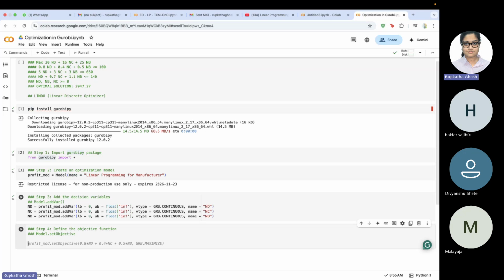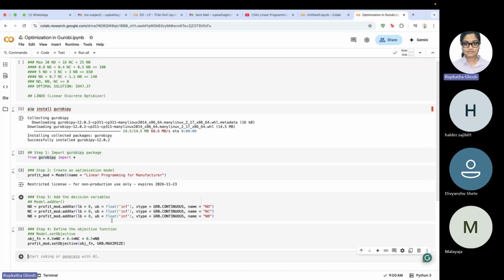Okay, you see Google Colab is very intelligent. It has already added this: profit mod dot set objective 0.8 ND plus 0.4 NC plus 0.5 into NB. But I can also make it simple. What I can do is simply write here that this is my objective function, and here I can specify my objective function, and here I am basically doing GRB dot maximize. So we use model dot set objective to specify the objective function.